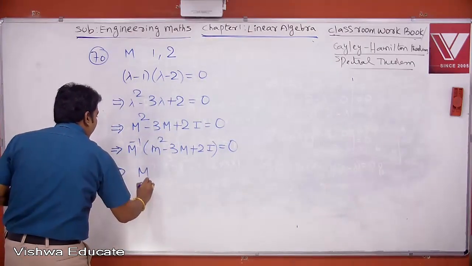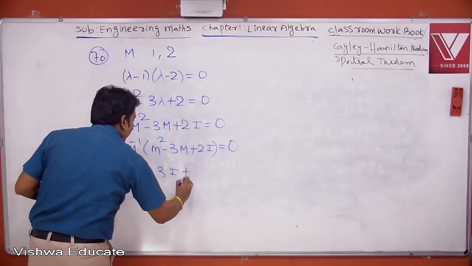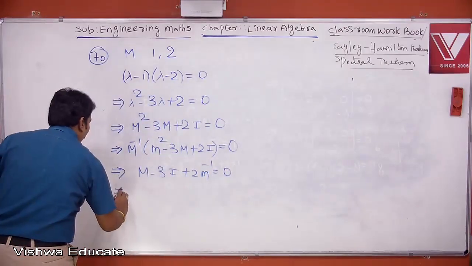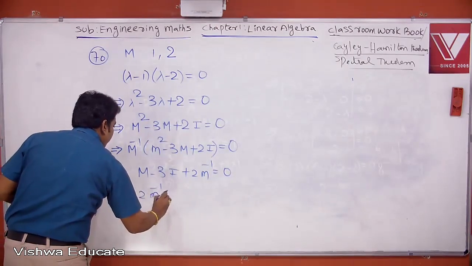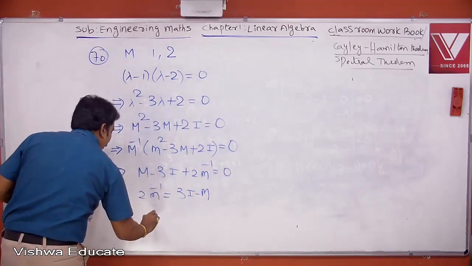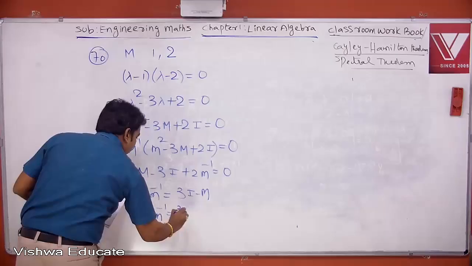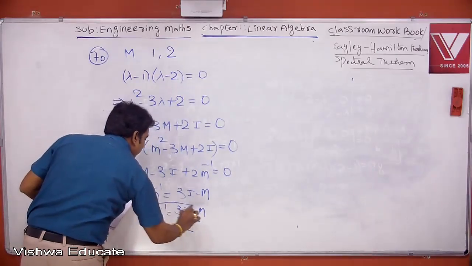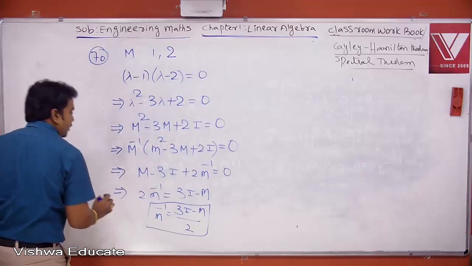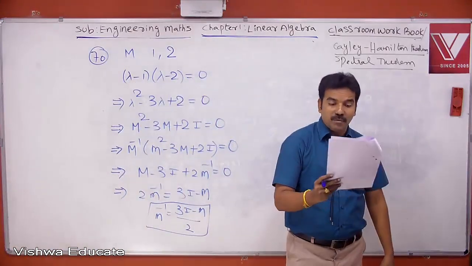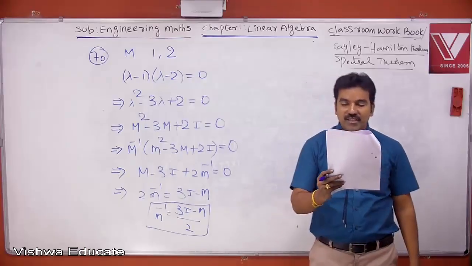This implies M minus 3I plus 2 into M inverse equal to O. Therefore, 2 into M inverse equals 3I minus M. Therefore, M inverse equals (3I minus M) divided by 2. So this is the value of M inverse. Option C is right.